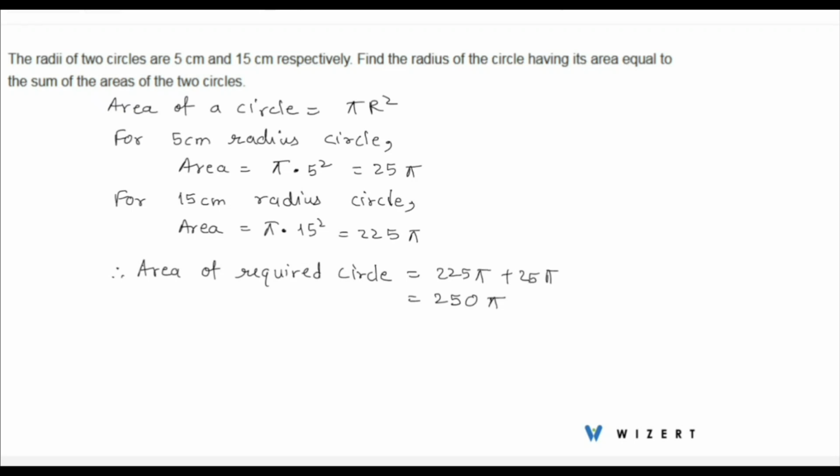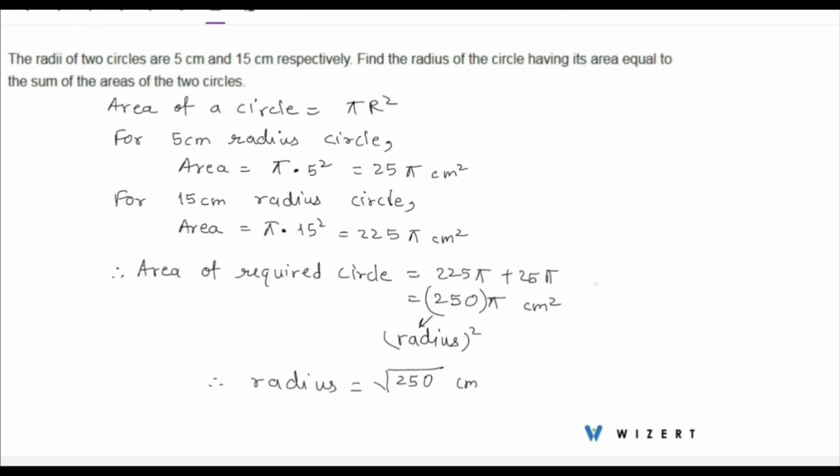Now, the radius of circle with area as 250 pi is nothing but this represents radius square. Radius square. Therefore, radius equal to square root of 250 centimeter. This will be centimeter square, this centimeter square.